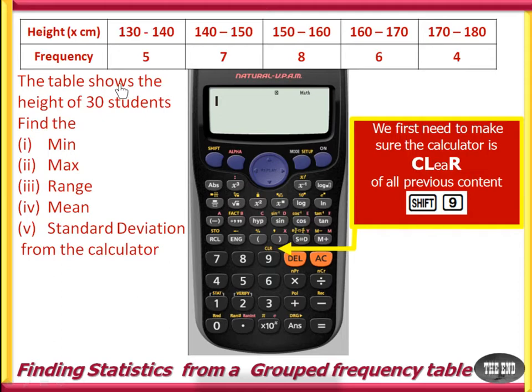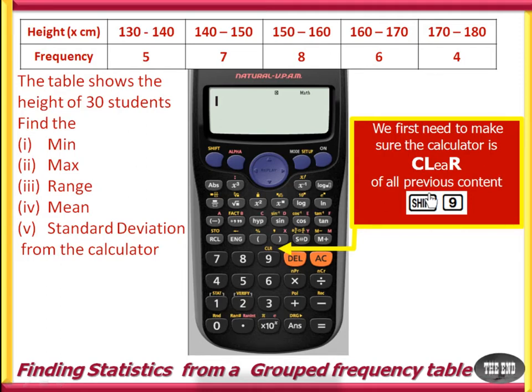So the table shows the height of 30 students. 5 plus 7 plus 8 plus 6 plus 4 is 30. We want to find the minimum, the maximum, the range, the mean, and the standard deviation from the calculator. So we first need to make sure that the calculator is clear of all previous content.